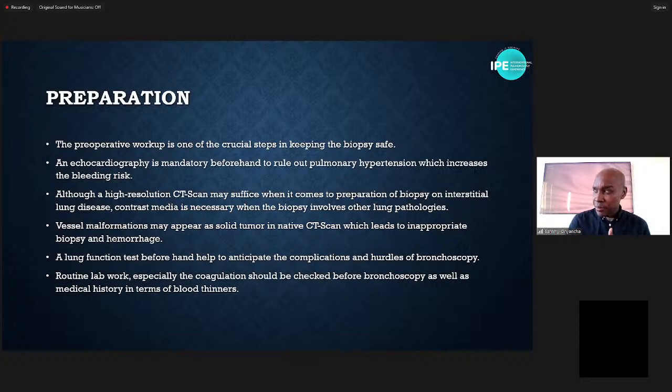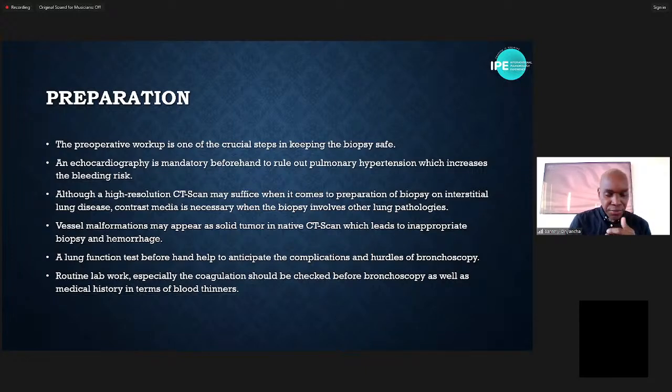In Berlin, about 10 years ago, there was a complication that happened where a CT scan was done and there was suspicion of lung cancer with a nodule in the right lower lobe. But it turned out that that nodule was actually a vessel malformation.